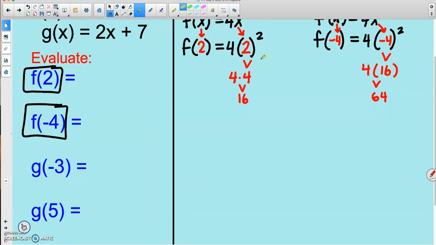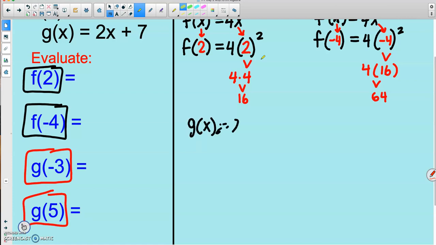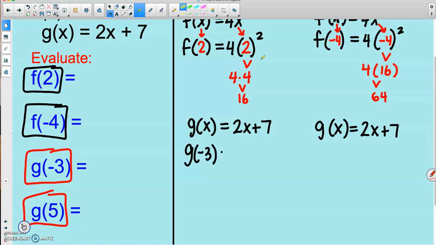Now the bottom two, notice that these start with the letter G. So now I need to change and start using the rule g of x. So it's just a different function. It's got a different letter to represent a different function. So I'm just going to write it twice right now because I've got two problems to solve. So the first one, I'm evaluating g of -3.